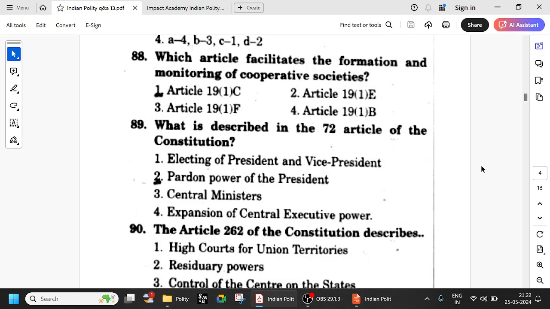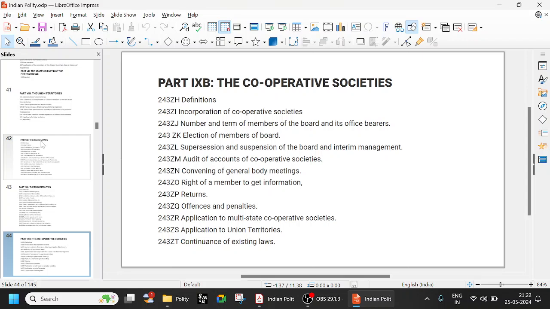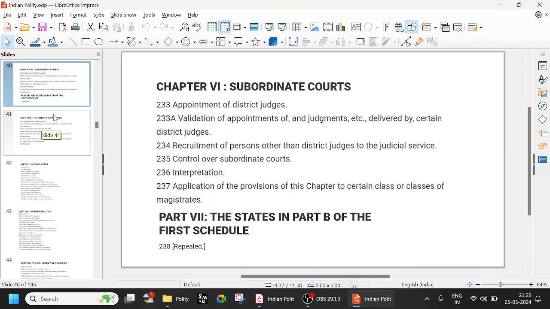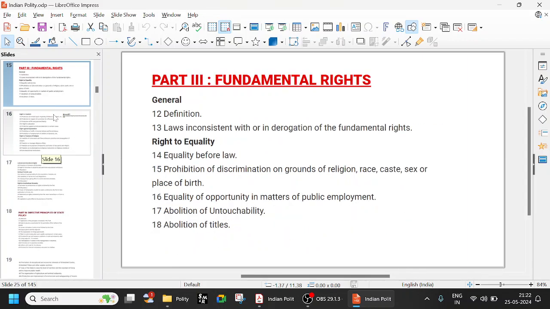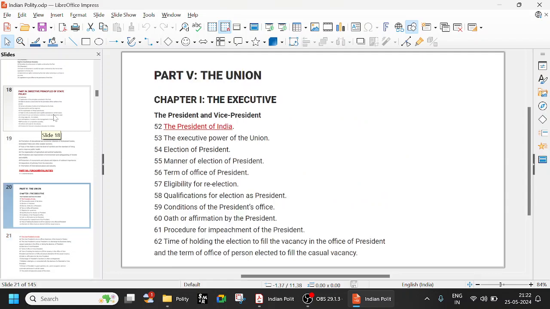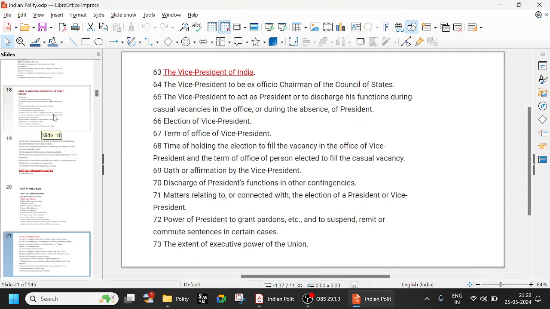So what is described in Article 72 of the Constitution? Again, as when we saw the president, very important. President starts at 52, and 72 is the pardoning power of the president. Very, very important. So president starts at 52, and 72 is the power of the president to grant pardons.